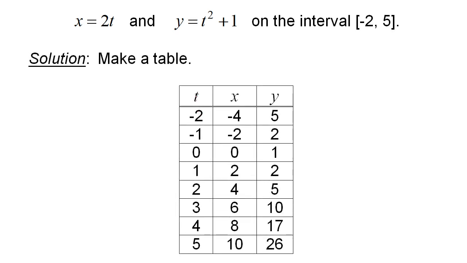Notice that I've got the t column with the values from negative 2 to 5. For each of those t values, I put it in here and calculate x, and put it in here and calculate y. So I get this kind of table. When you go to graph it, you're going to graph your xy points just like you would on a regular graph.